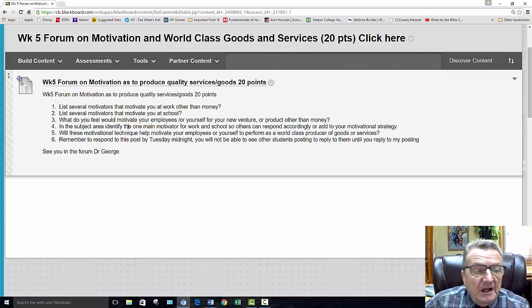In the subject area, just identify one main motivator at work other than money, and one main motivator at school. This way, when people look at the subject area, it's similar to an email. Which emails do I respond to quicker? Some I look at in the subject area and think, this I've got to respond to right away. And this way it gives you an idea of how to respond and keep the forums going.